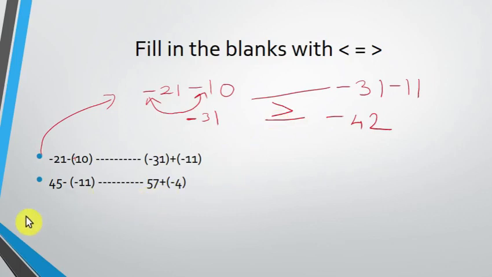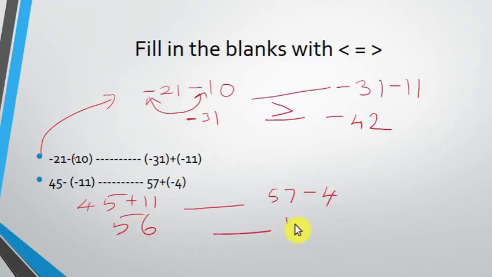The second one, 45, we have to remove the bracket. Minus into minus plus 11. Next 57 plus into minus minus 4. 56, 53. 56 is greater. Thank you.